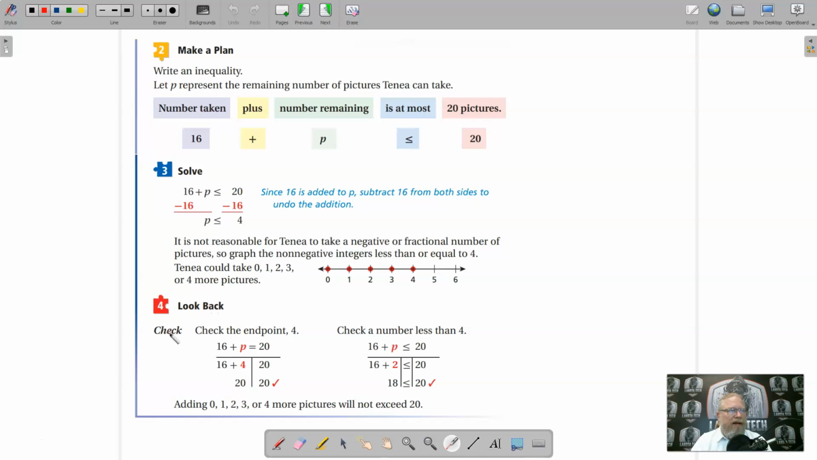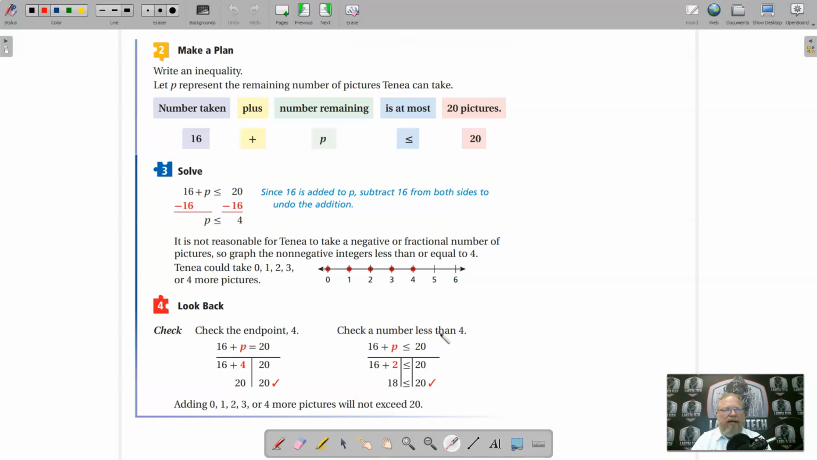So let's look back. First, we're going to check the endpoint by plugging in our solution of 4. We're going to write it as an equation instead of an inequality. 16 plus P equals 20. That's the related equation. It's related to the inequality that we had here. We say it's related because it's pretty much exactly the same, but instead of an inequality symbol, we're using an equal sign. So we plug that in. 16 plus 4 equals 20. 20 indeed equals 20, so our endpoint is correct.